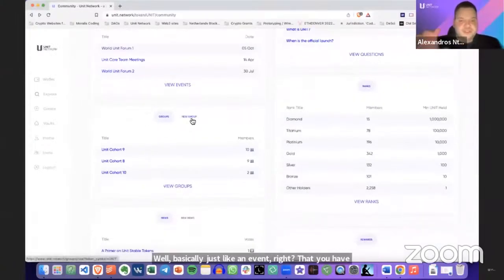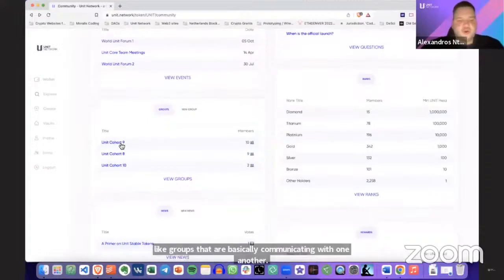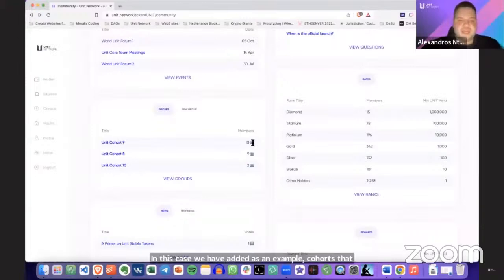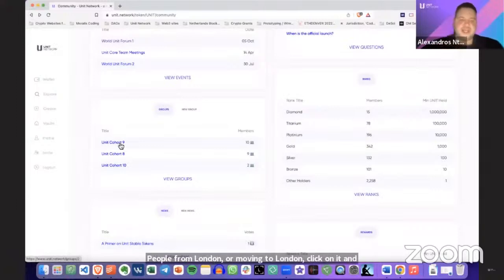Then you can create groups within each token, groups that are communicating with one another. In this case, we have added, as an example, cohorts that we have had before, Unit cohort 9, and these kinds of examples. But you would think of it more like a Facebook group in some ways, right? Where you have people together for a cause. Let's say if it would be to rent some places, if you live in London and you have people, something like renting in London, people from London or moving to London could click on it and see the people there, their posts and everything.